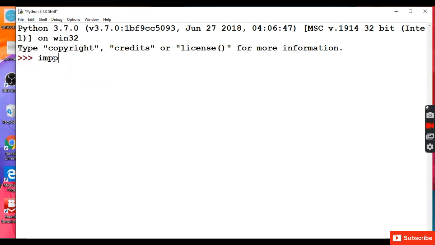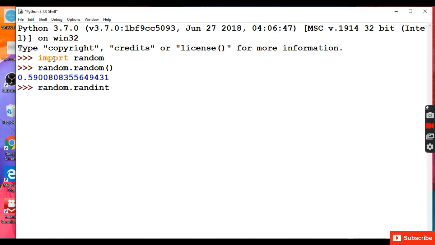Random function. Random function returns any random value. It can be any value. We can also provide the range, for example, starting and the ending.